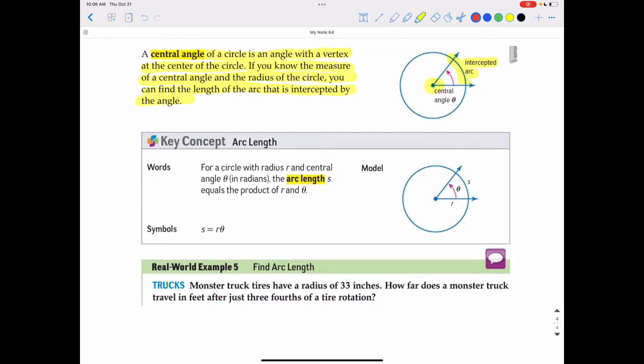The formula for that is: the length of the arc, measured as S, and I'm not sure why it's actually S, is going to equal the radius, that's what R is, times angle theta. Theta is in radians. So don't try to use this formula when theta is in degrees. You need to have it in radians, then you can use the formula to find arc length.